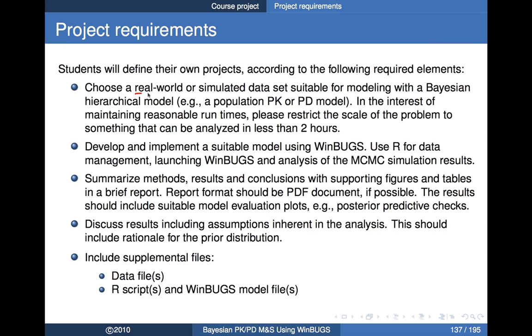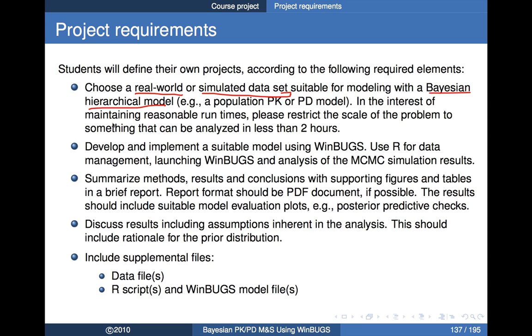Choose either a real-world problem or a simulated data set that's consistent with a real-world problem, shall we say, and choose one that's suitable for modeling with a Bayesian hierarchical model. For example, it could be like a population PK or PD model.